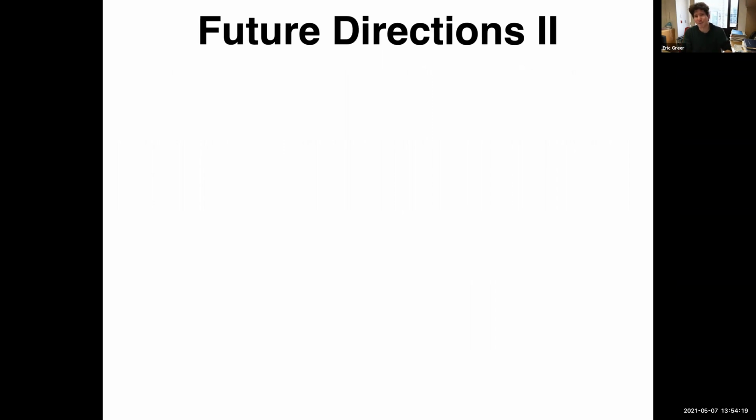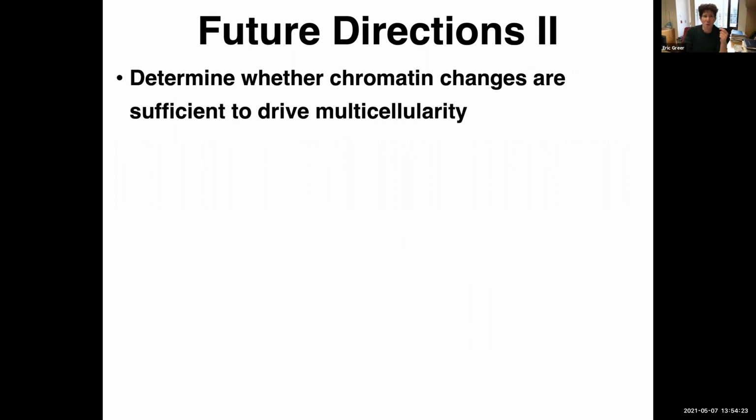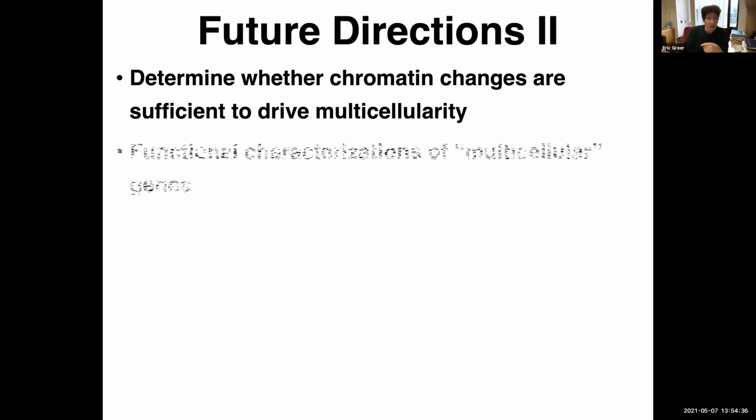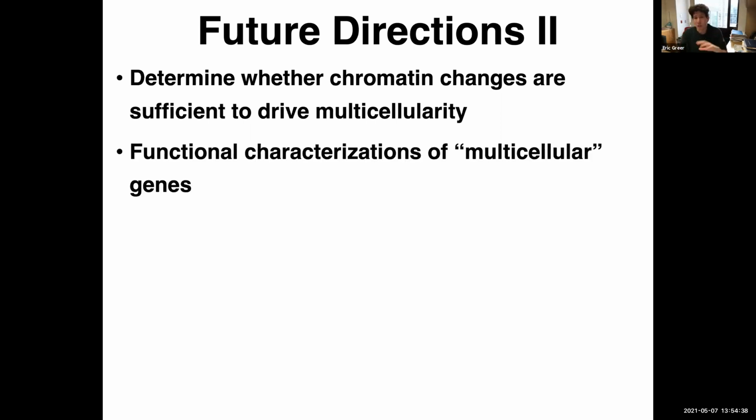So some of the next steps that we're currently beginning to address for this project is we want to examine whether chromatin modifications themselves are sufficient to drive multicellularity. So if we change the epigenome at particular loci, is that sufficient to induce multicellularity? We're also very interested in characterizing these 52 other genes that we identified as being important based on their multicellular epigenetic signature.